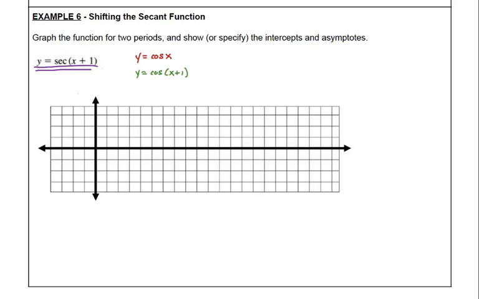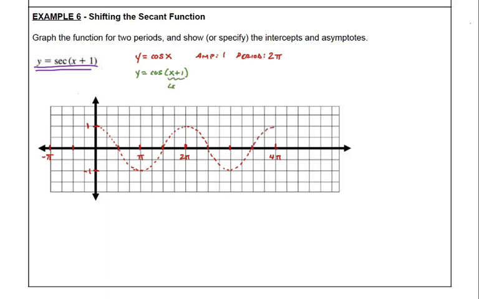And then from that green function, I'm going to draw my secant of x plus 1. So if I want to draw cosine of x, the amplitude is 1, the period is 2 pi. So I'm going to break up my x-axis from 0 to 2 pi and from 2 pi to 4 pi, and then my y-axis from 1 to negative 1. I want to leave room for my secant graph. So if I just draw my cosine function, it will look something like this. So 0, 1, it would go through 2 full cycles up to 4 pi.